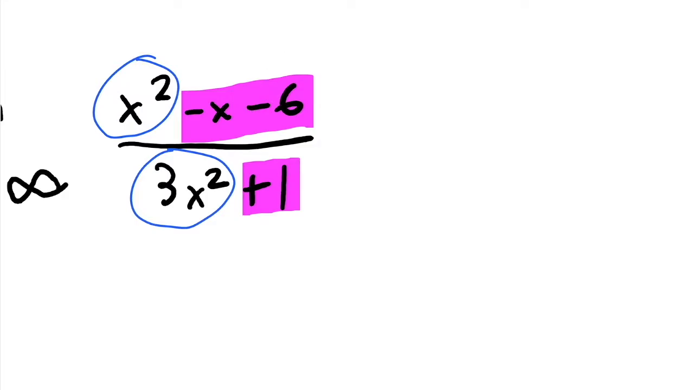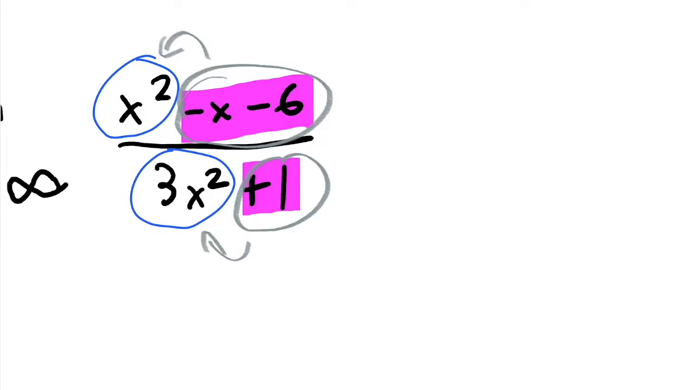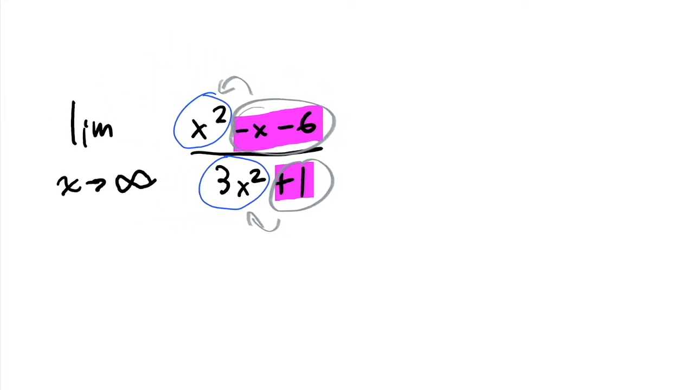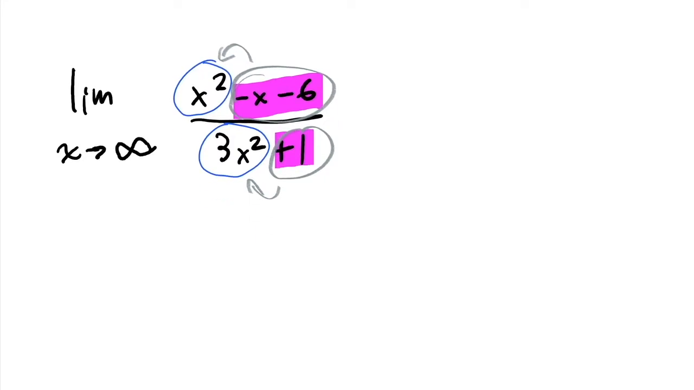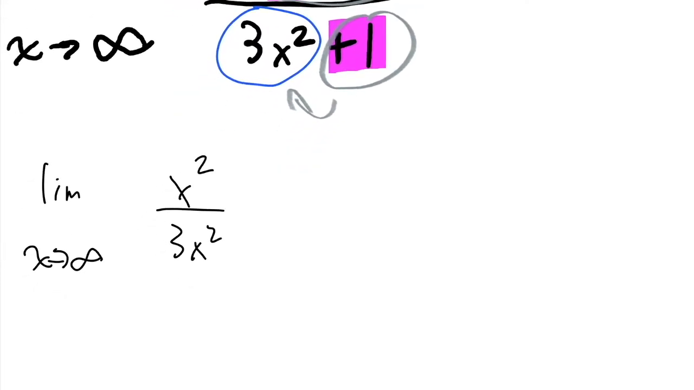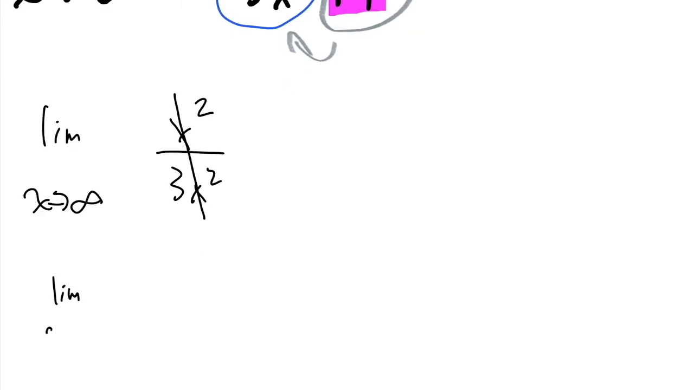These numbers right here are going to become infinitely small compared to these values. So really, we could use something called an end behavior model, which is just the leading term of the numerator over the leading term of the denominator, which would simplify to the limit as x approaches infinity of x squared over 3x squared. And so you can simplify the x squared out, so you can just cancel out these x squared values. And now you have the limit as x approaches infinity of 1/3.